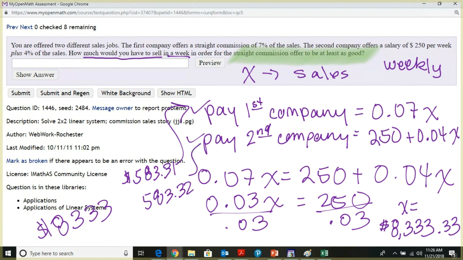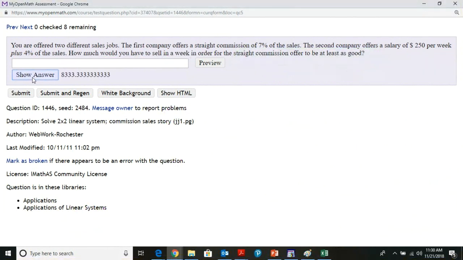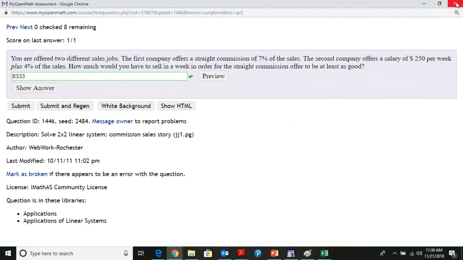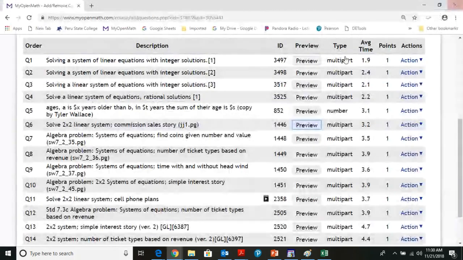It doesn't say which way to round it. I'm just going to try a whole number. So 8333. Let's just see what would happen if we rounded it to the whole number. And we got it. All right, so I just rounded it to the whole number. So we do have two equations, but then we're just setting the equations equal to each other. All right, let's look at the next one.